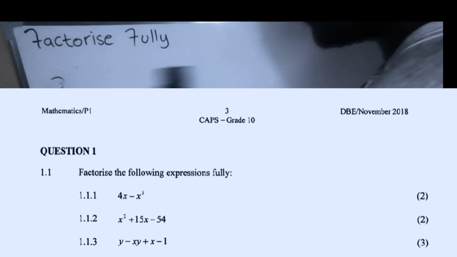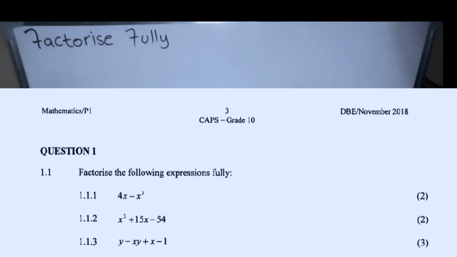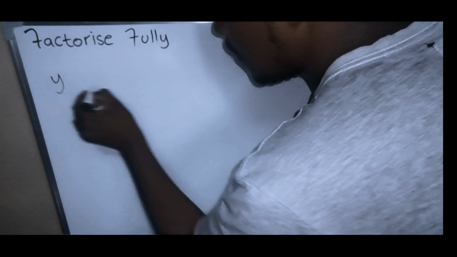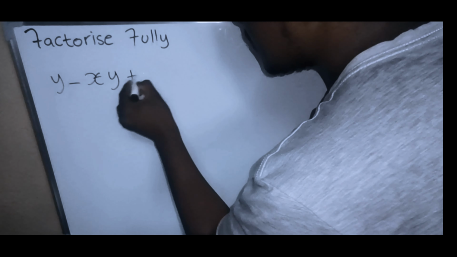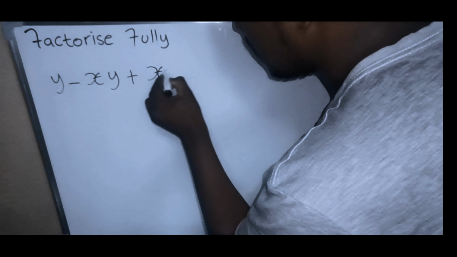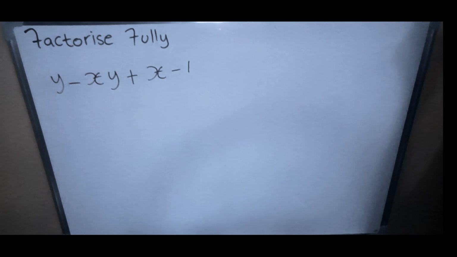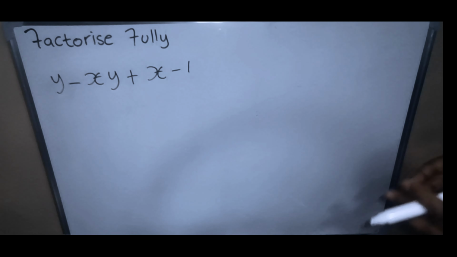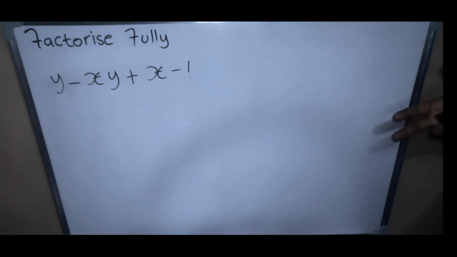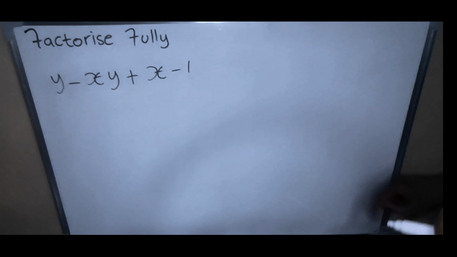Guys, the next one, 1.1.3 of factorization. We've got y minus xy plus x minus 1. Okay, now this one is very simple. This is factor by grouping. Go back to your textbook to look out for these definitions and know how to use them.